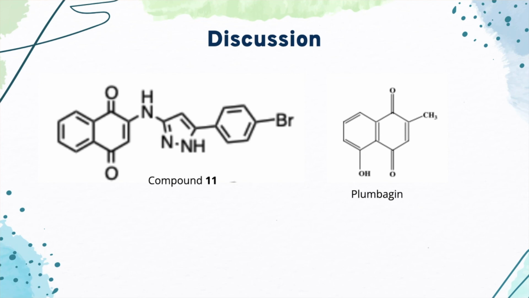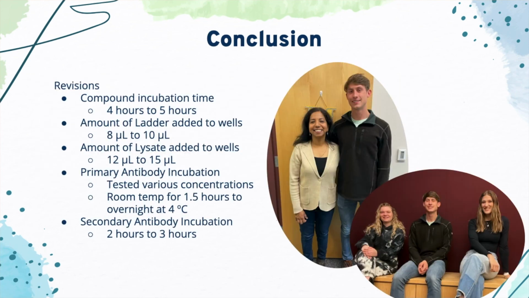And overall, the rough conclusion that we can draw from our research is that compound 11 at these parameters was not as potent at inhibiting the JAK-STAT pathway as plumbagin was. This conclusion shouldn't be determined as final, though, since compound 11 still needs to be tested at different incubations and concentrations. Still, this research has been greatly meaningful.